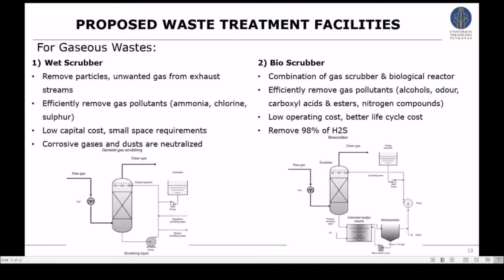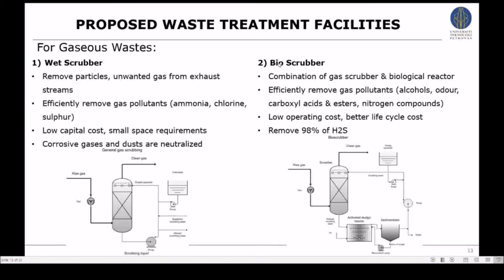These are the proposed waste treatment facilities for the gaseous waste. The first method is the wet scrubber. Wet scrubber is able to remove particles and unwanted gas from the exhaust stream. It can remove gas pollutants such as ammonia, chlorine, and also sulfur efficiently. Wet scrubber also has low capital cost and requires a small space. Wet scrubber is also able to neutralize corrosive gas and also dust.